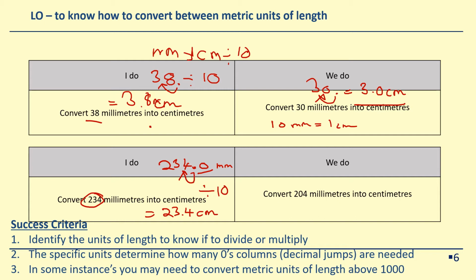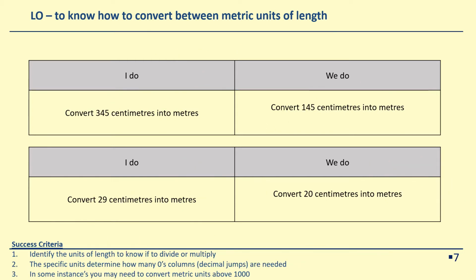Pause the video and have a go at the you do, please. Okay, guys, so that's your answer there, 0.4. As we did in the I do, write it out with the first decimal column and decimal point, and then just jump it down because we divided by 10. And you get your answer. Make any correction needed and move on, please.